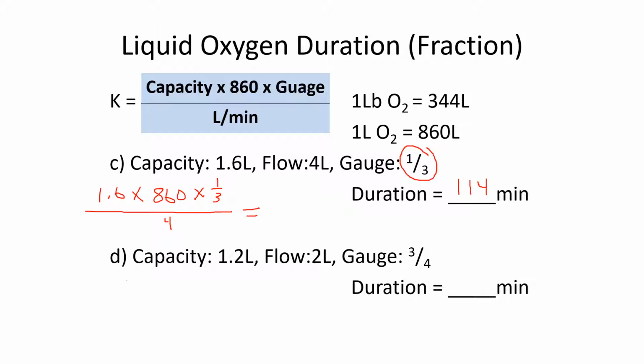And for D, same thing. 1.2 liter capacity. Conversion factor is 860 liters. And this gauge is 3/4 full. So you can turn that into a decimal if you want, 0.75. About 387. Yeah, that's about right. So the addition is just what the gauge is reading. Add that in the numerator.